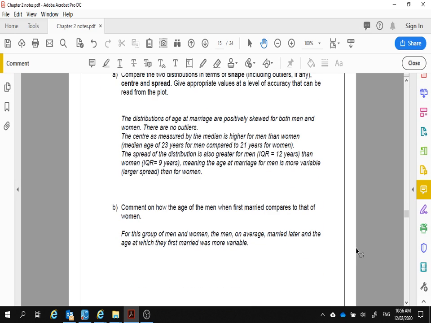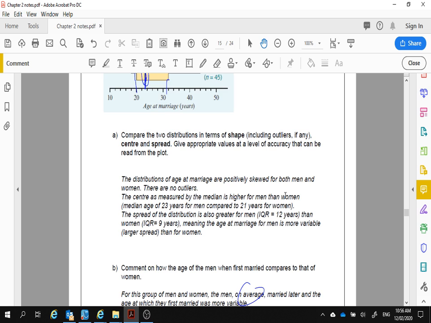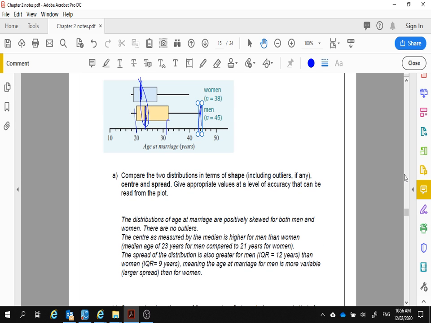Comment on how the age of men when first married compares to that of women. Well, when they're first married, on average, always say those words, men seem to be more variable. Okay, why more variable? Well, look at the space in between the men and the women, and also here in there is more variable as well.